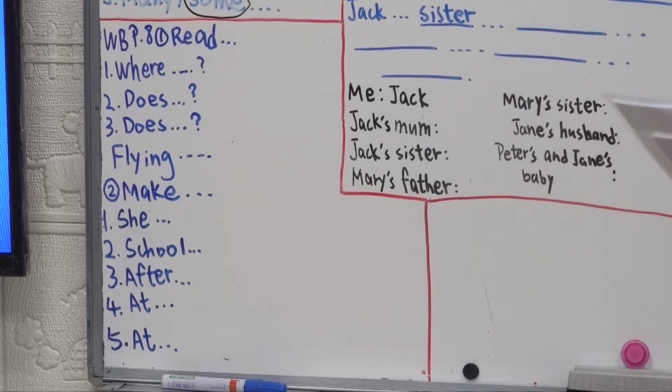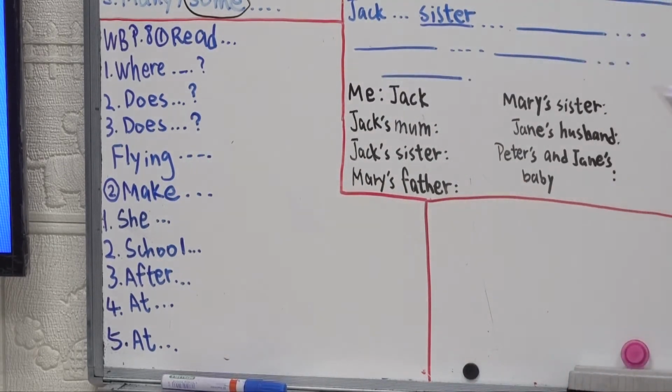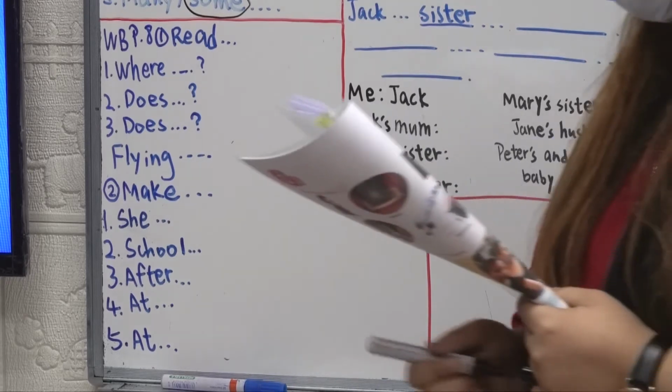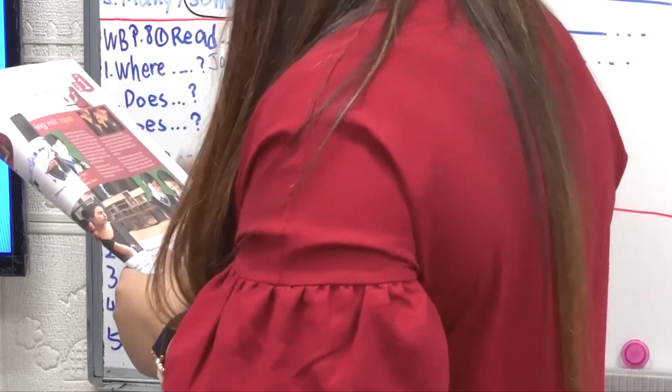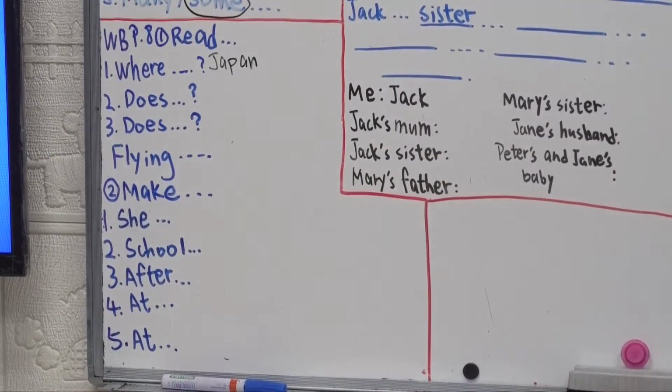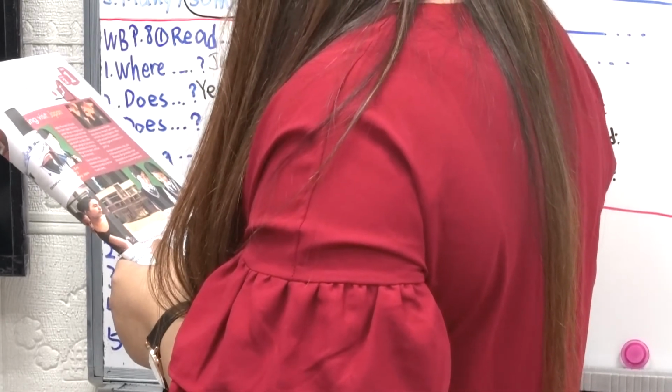Okay, so this is all about Amy. So question number 1, it says, where is Amy? That is Japan, right? Simple as that. So please write Japan. All right, 2. Does she like school? According to the paragraphs we have read, yeah, she does like her school, all right? So you just have to write, yes, she does. That's it.